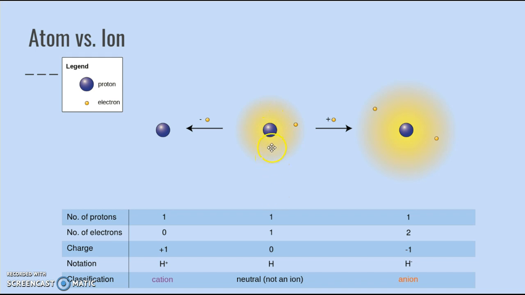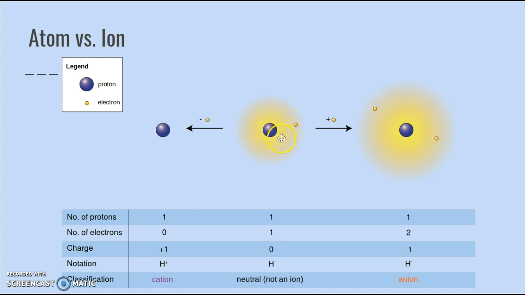Hydrogen can gain an electron, which would be shown in this direction. If it gets a new electron, now it's got 2 floating around its single proton. If you take the number of protons minus the number of electrons, 1 minus 2, you get -1, which means the charge of this hydrogen atom would be -1, and so we would write H minus. This is called an anion because it has a negative charge.